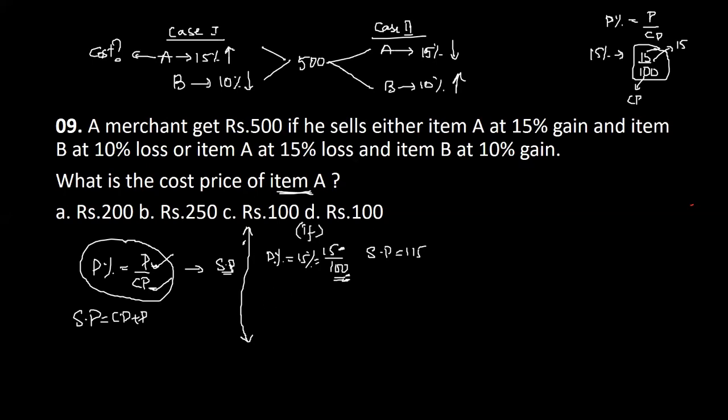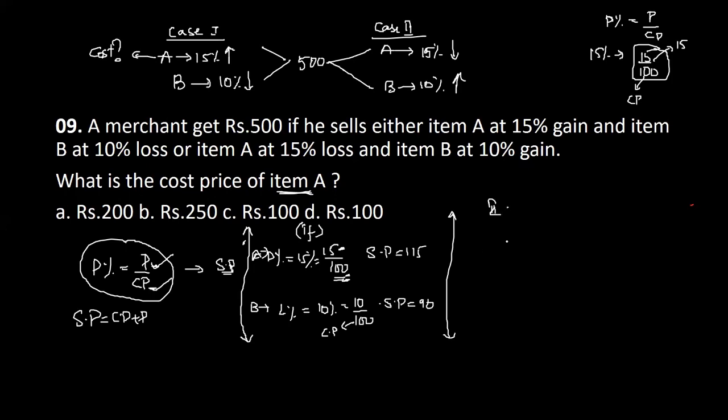Similarly, for the product B, the loss percentage is 10%. That means for every 100 rupees, if the product B is sold at a cost price of 100, the selling price is always 90. This is the case one. Now let us consider the case two also.